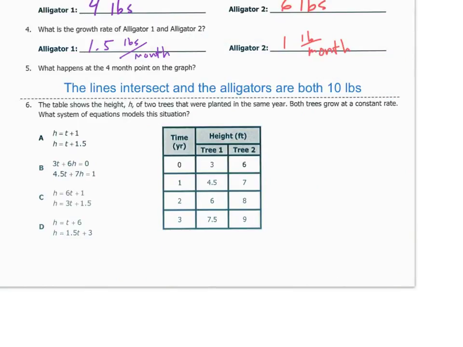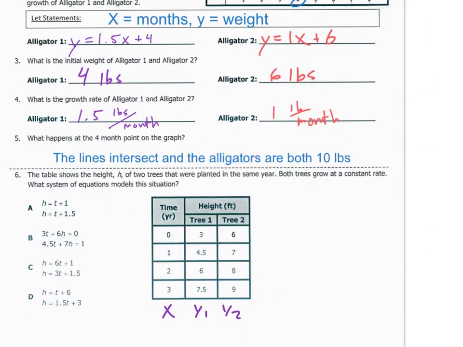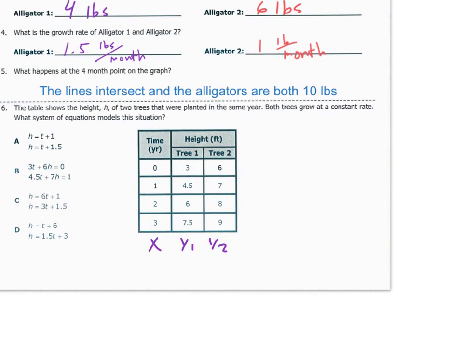And now for number 6 at the bottom, the best way to do that is understand how the variables are split up. We know that time is going to be our x, but now we've got 2 values for height. So we have a y1 and a y2. It's really similar to the top problem, except there are 2 tables there, and this one has 1. So what we can do is just write it as 2 tables.